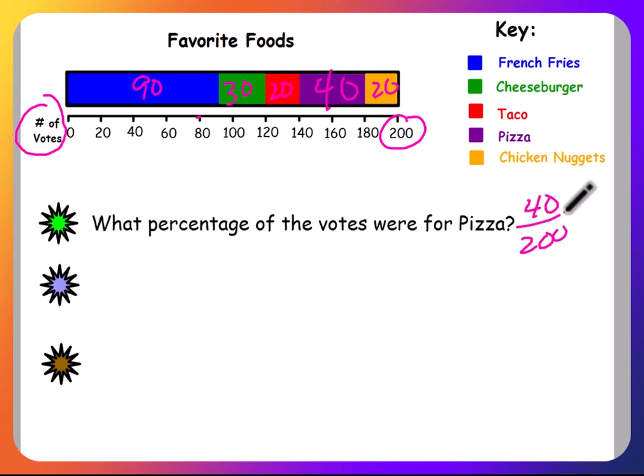As a percent, we need to change that 200 to 100. So we divide by 2, and 40 divided by 2 is 20. So the percent would be 20%.